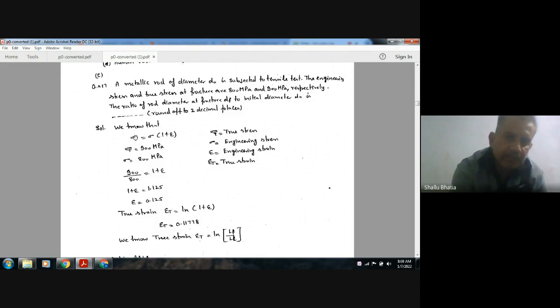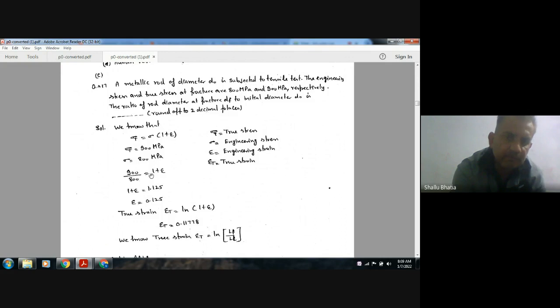Now we have the relationship between true stress and engineering stress: sigma T is equal to sigma times (1 plus epsilon), where sigma T is the true stress, sigma is the engineering stress, and epsilon is the engineering strain. Now sigma T is 900, and sigma is 800.